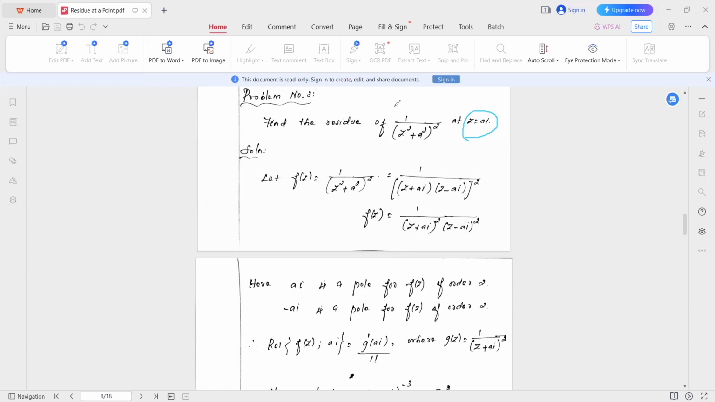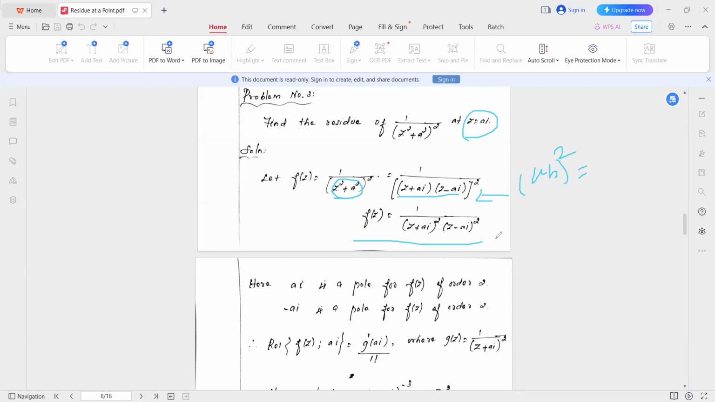So let us take the given function as f of z. f of z is equal to 1 by (z square plus a square) the whole square. Note that z square plus a square can be rewritten as (z plus ai) into (z minus ai). We have the whole square. Now, we know that (ab) the whole square is equal to a square into b square. The same applies here. We get (z plus ai) the whole square into (z minus ai) the whole square.